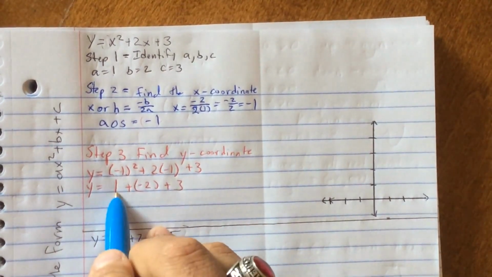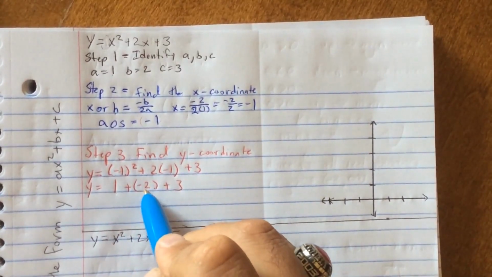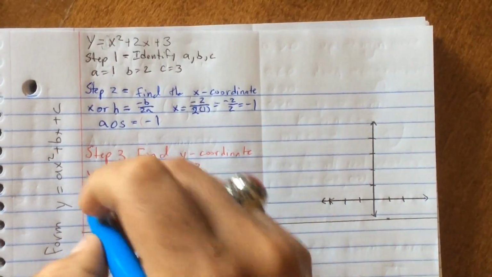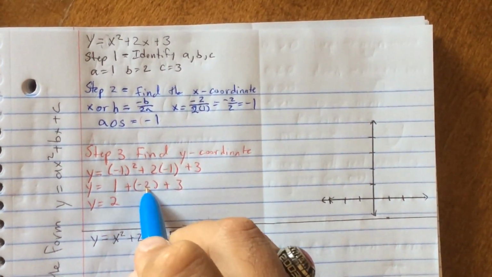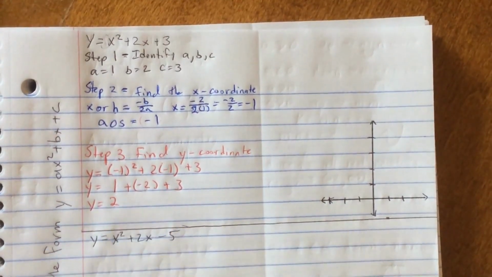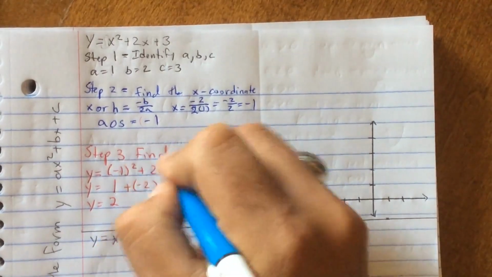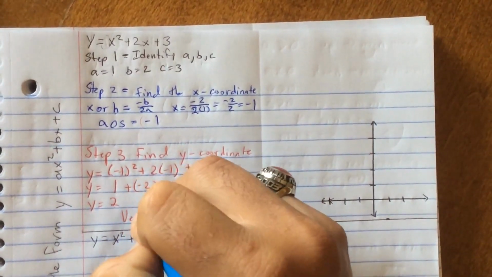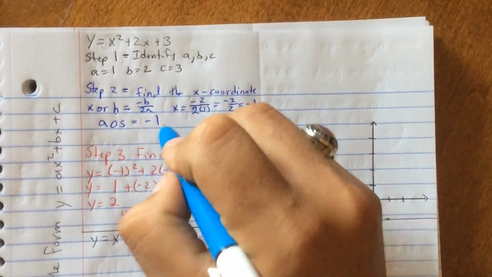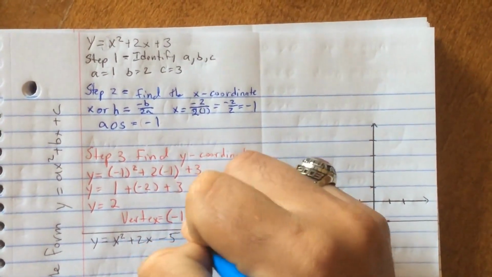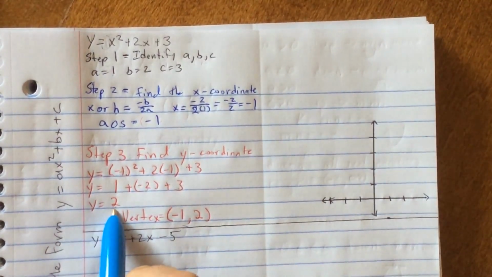Well, if I have 1 and I owe somebody $2, that means I still owe them $1. And if I have 3 more dollars, that means at the end I have 2 extra dollars. So it's 1 minus 2 is negative 1, plus 3 is positive 2. Now we can find our vertex, right? Once we found the y, we know our vertex is equal to our x, which was negative 1, and our y, which is 2. It's also our maximum or minimum.